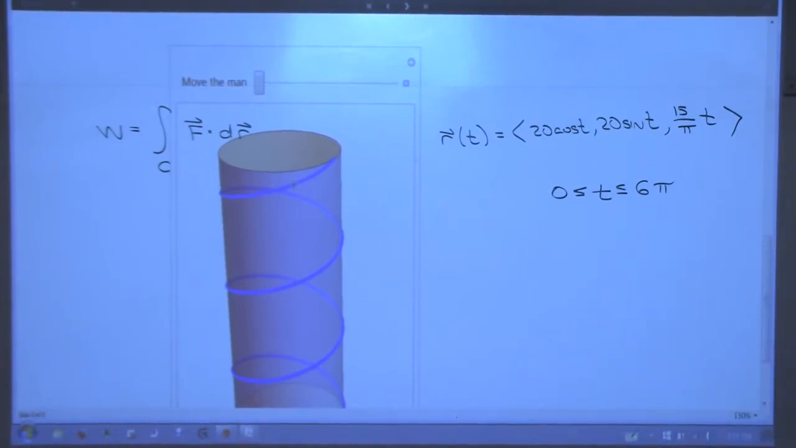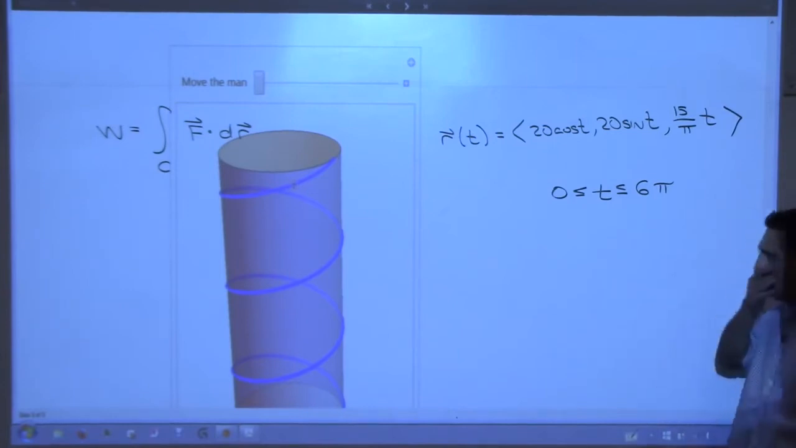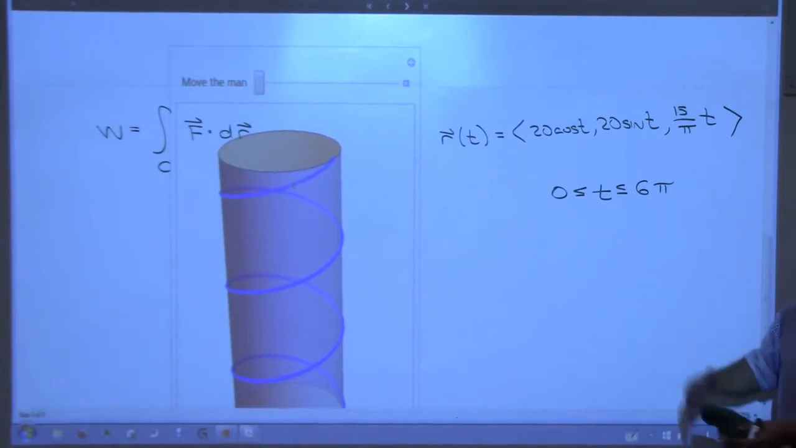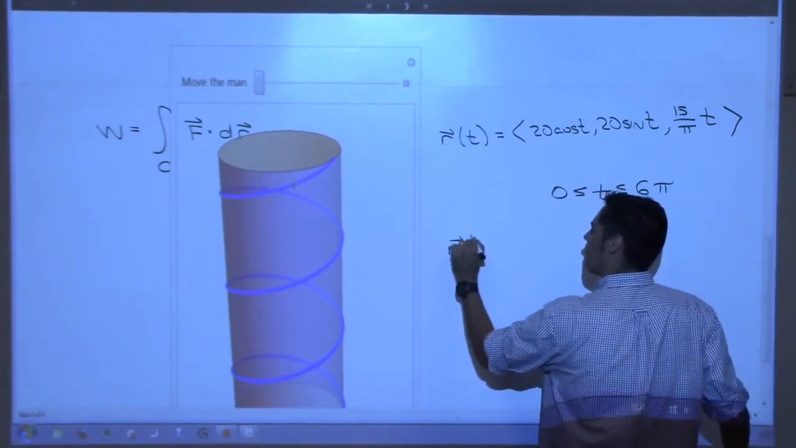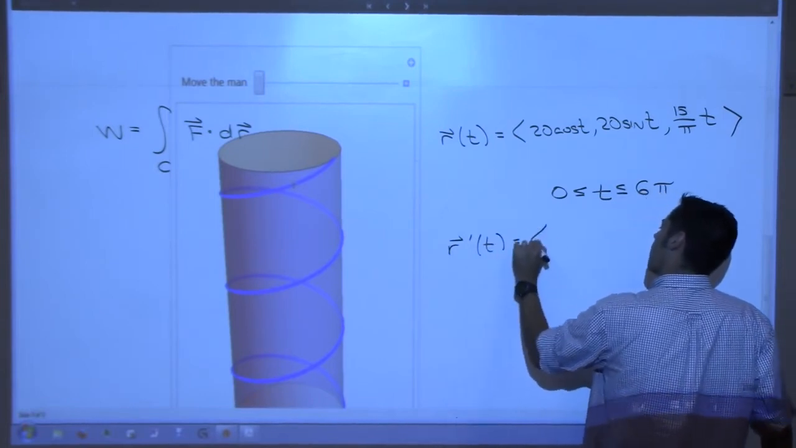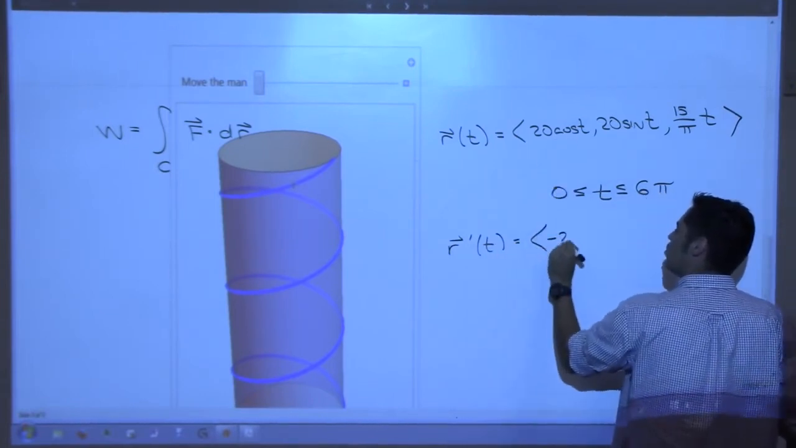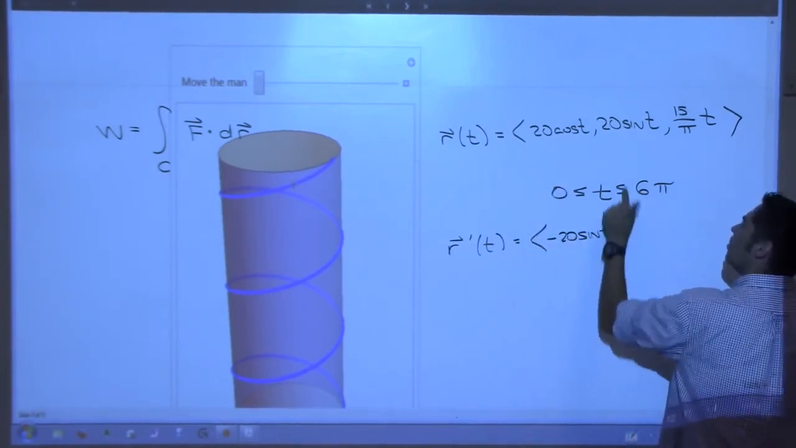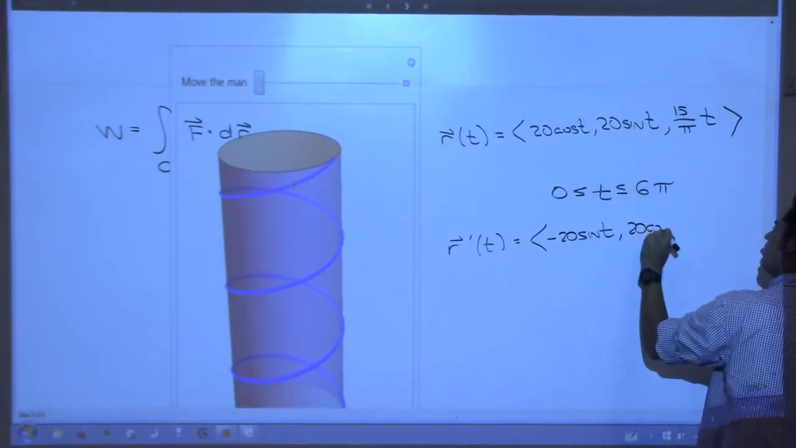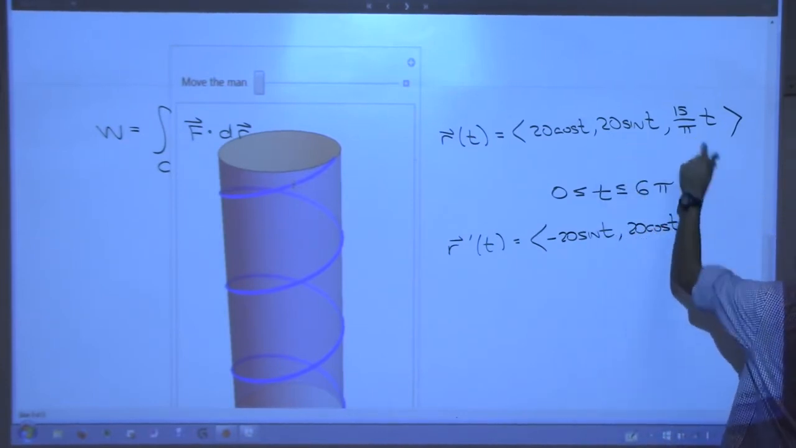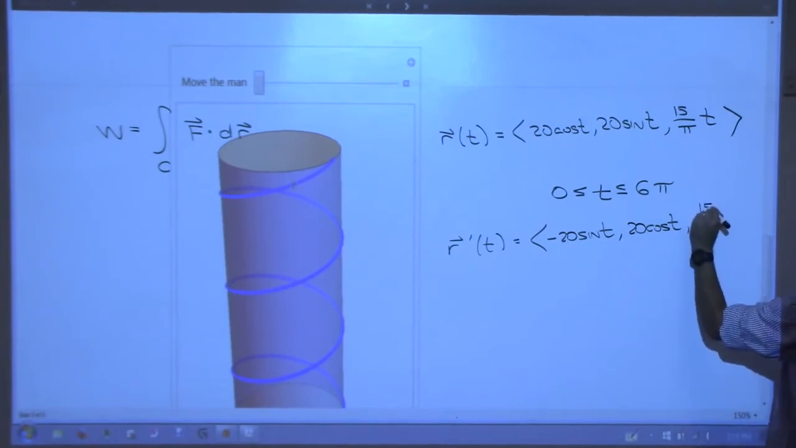Joel, is that the way you did it? Did you reason it the same sort of way? Yeah. Okay. All right, so we'll need the derivative in the integral, so I'm going to get it now. Derivative of this, negative 20 sine t. Derivative of that, 20 cosine t. Derivative of that is just 15 over pi.